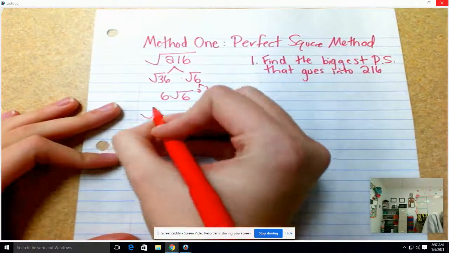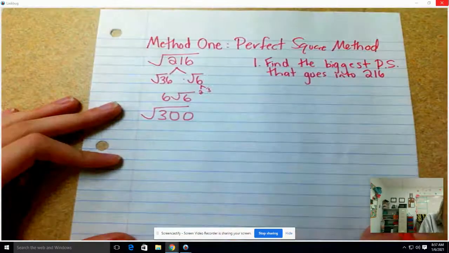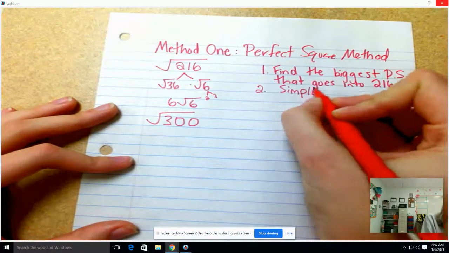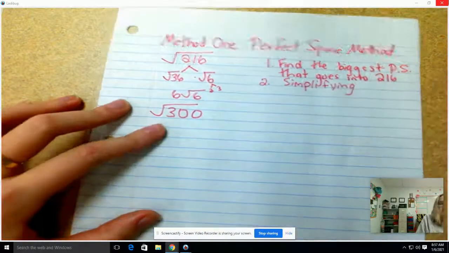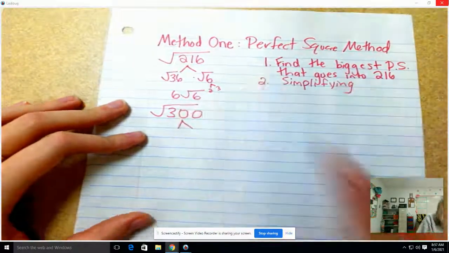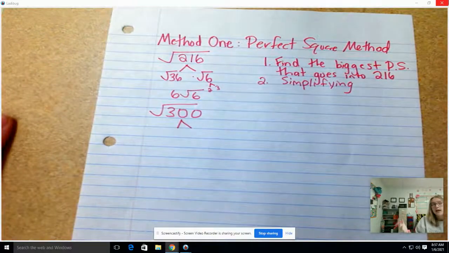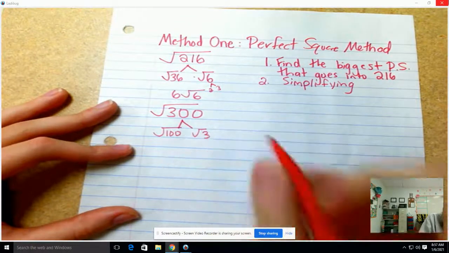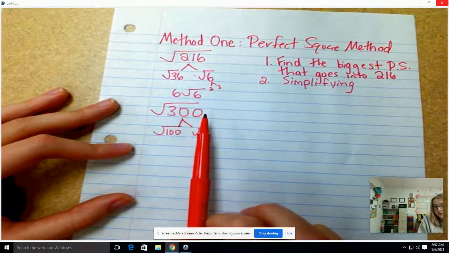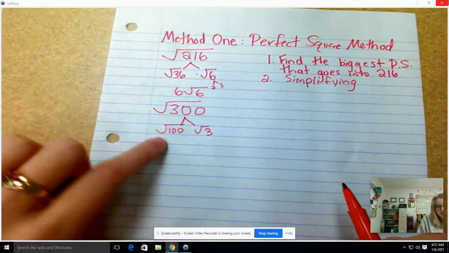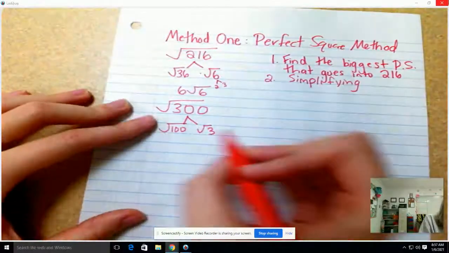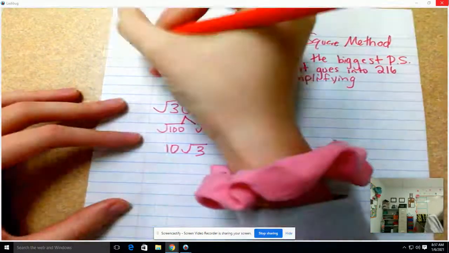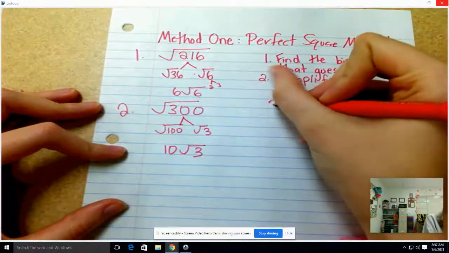So if I want to do the same thing here, you're going to find the biggest square, and then you're simply simplifying. If I want to find the square root of 300, I'm going to think to myself, what is the biggest perfect square that goes into 300? I do my guessing and checking, and I realize that 100 is going to go into that. 100 times 3 is going to give me 300. So the square root of 100 is 10, and then my radical 3 stays. So that's example 1, that's example 2, example 3.